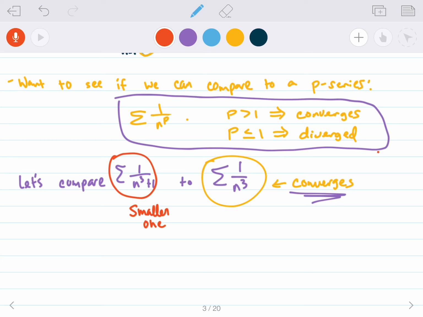And so let's write this in words. So we know that the first thing we figured out was that this thing is smaller than this. We know that, right? That's true, because this thing has a bigger denominator. We're taking 1 and we're adding it to n to the 3. So since this thing has a bigger denominator, it's smaller. So since that's the case, we can deduce the following.